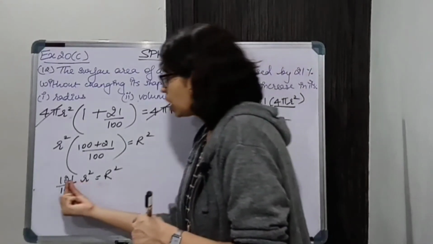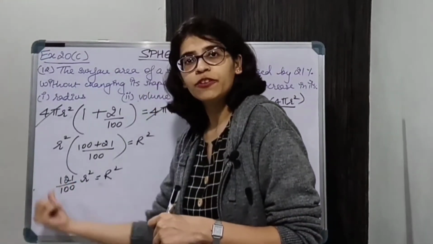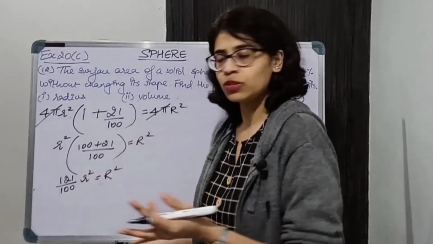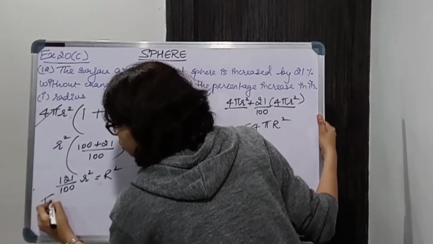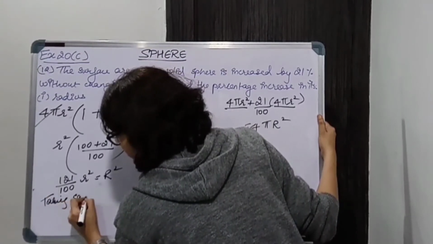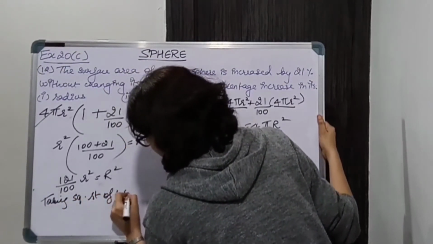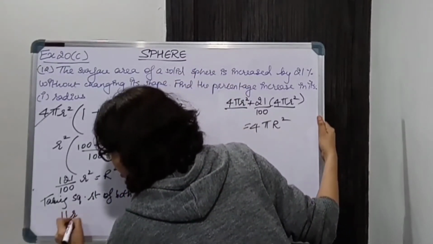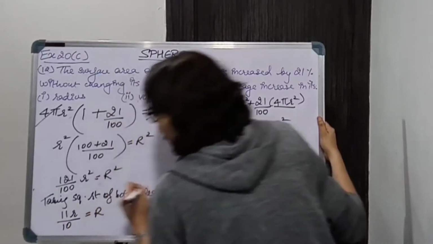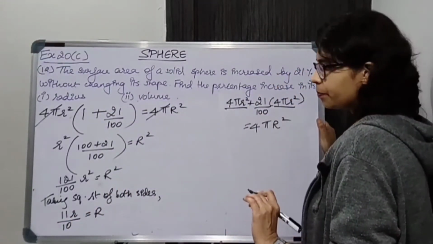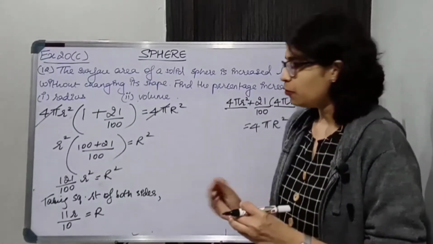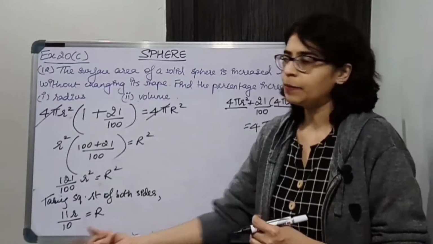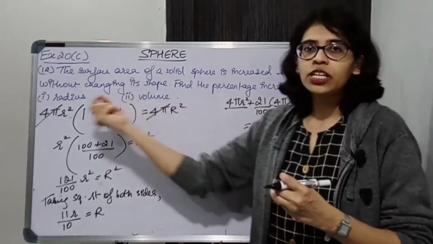Now 121 upon 100, these two are perfect squares. Over here also I have squares, so I can take square root on both the sides. So taking square root on both the sides, we get 11r upon 10 is equal to r. Now we somehow built the relation between the radius, both the radii, but we want percentage increase in radius.